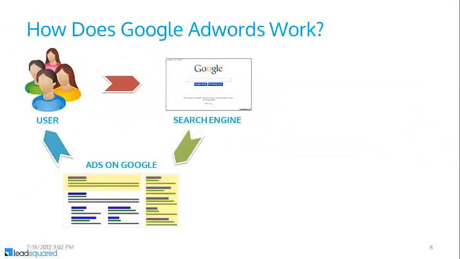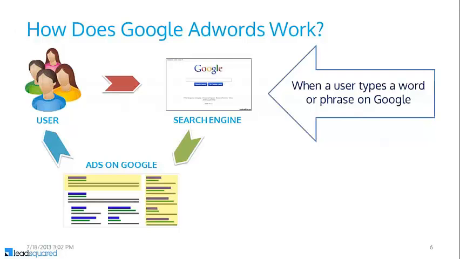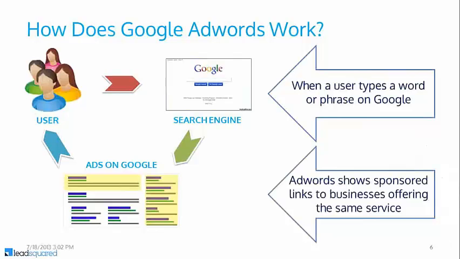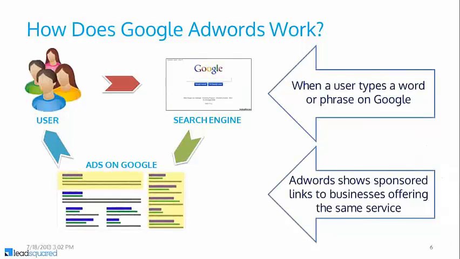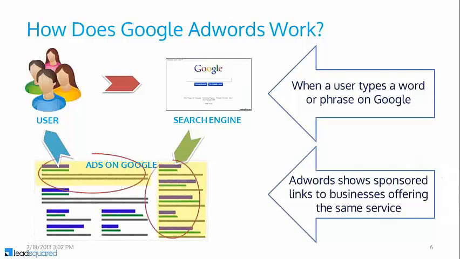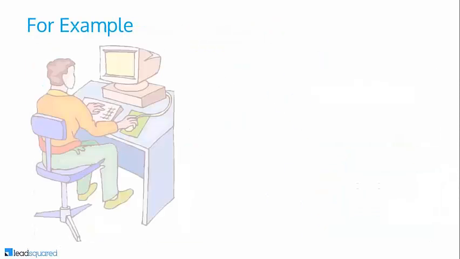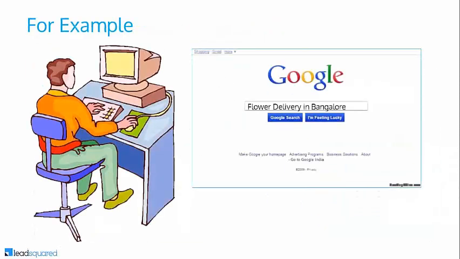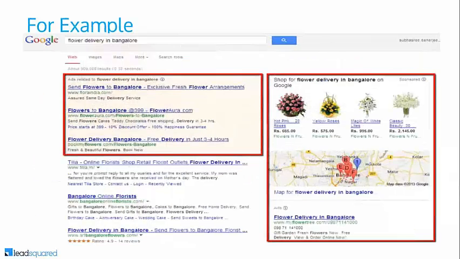How does Google AdWords work? Imagine a user who's come to Google and types in a search query. Then AdWords would show sponsored links to businesses offering the same service. This is where your ads appear. For example, a user types in a search query such as flower delivery in Bangalore and can see text ads on the top, and product extension ads on the right hand side. We won't be focusing on these kinds of AdWords extensions. We'll be only focusing on text ads of AdWords.